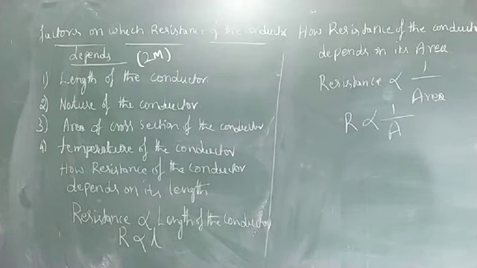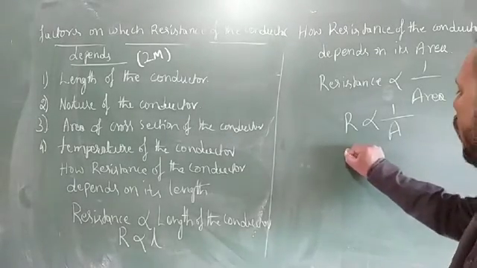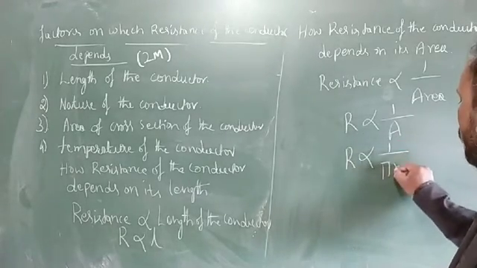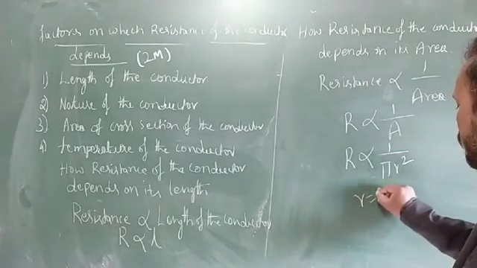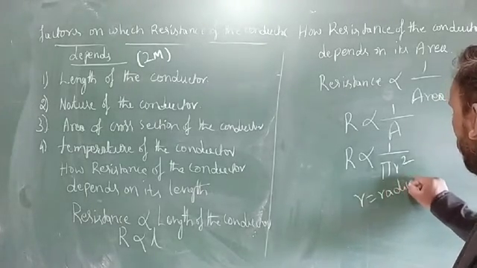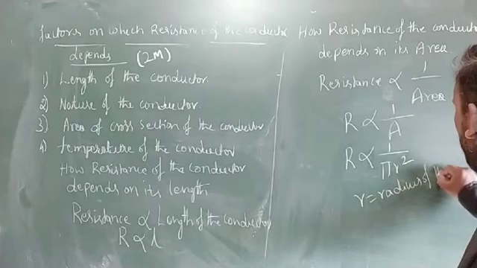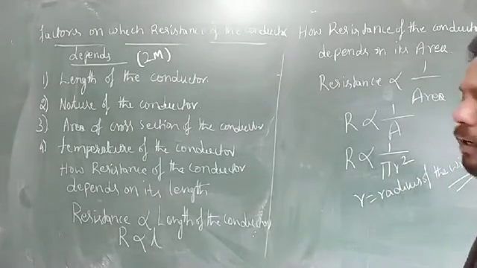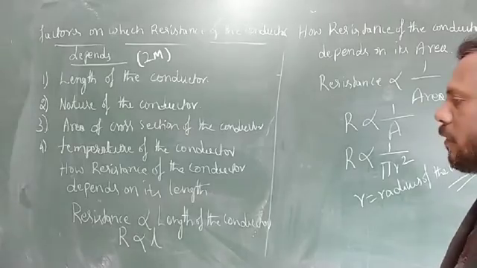1 divided by A. If the conductor has a certain radius, then R is proportional to 1 divided by pi r square, where r is the radius of the wire or conductor. Clear?